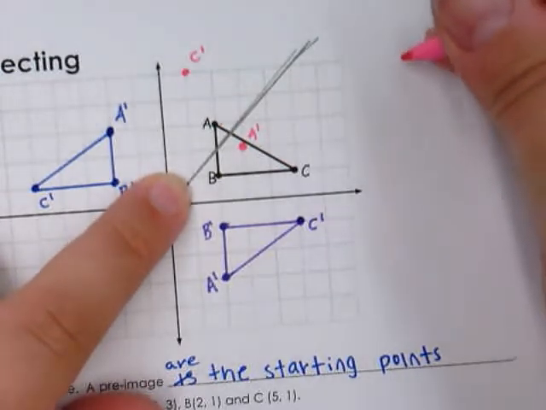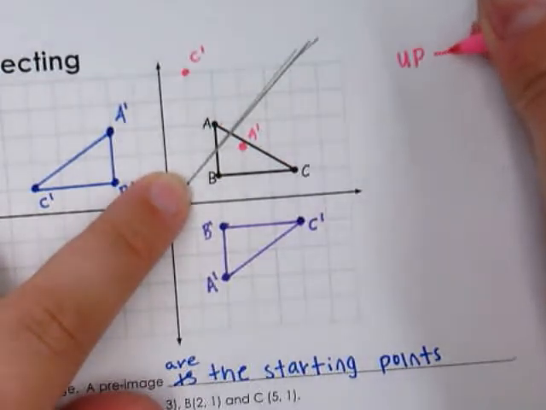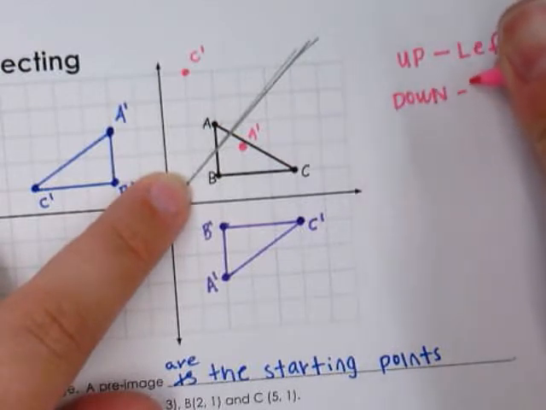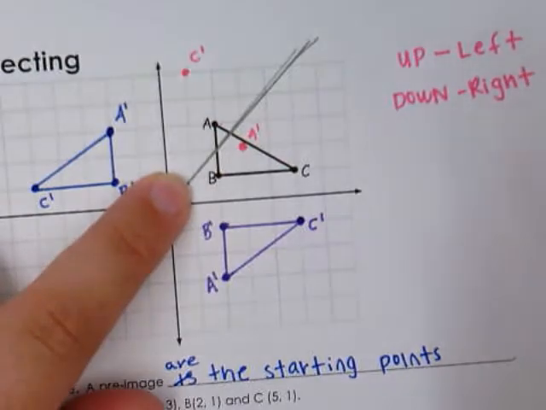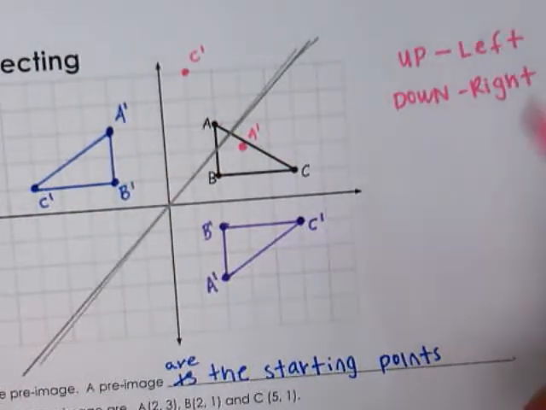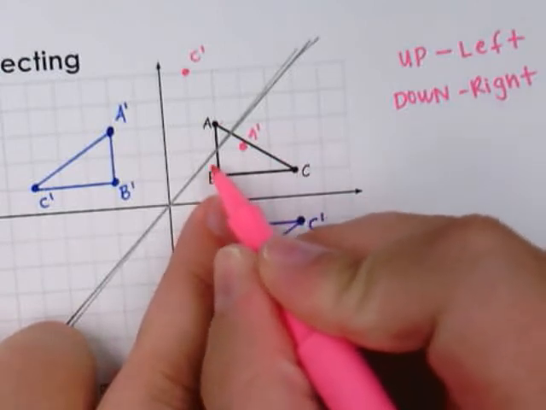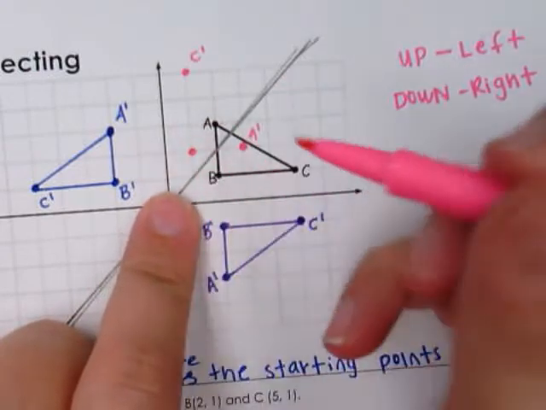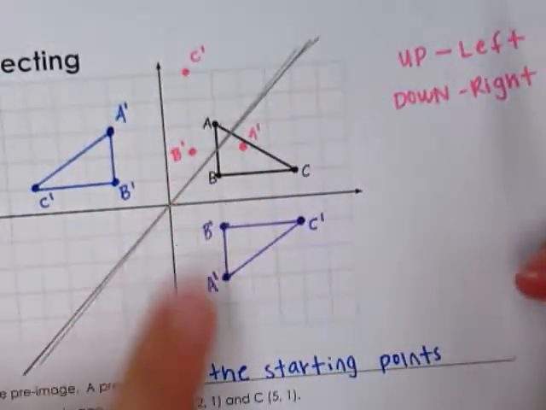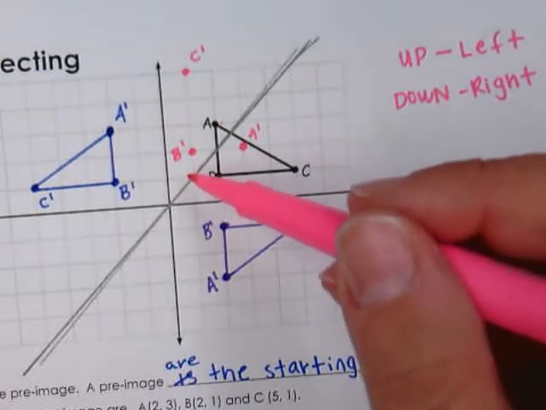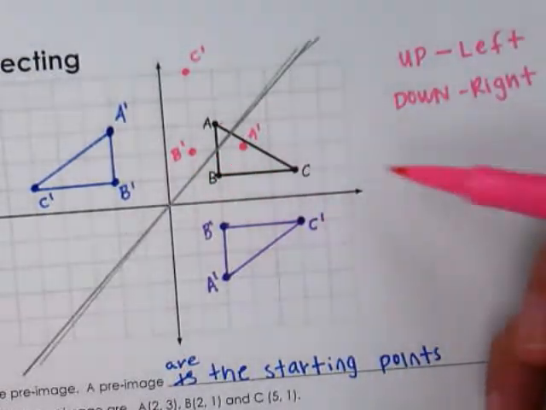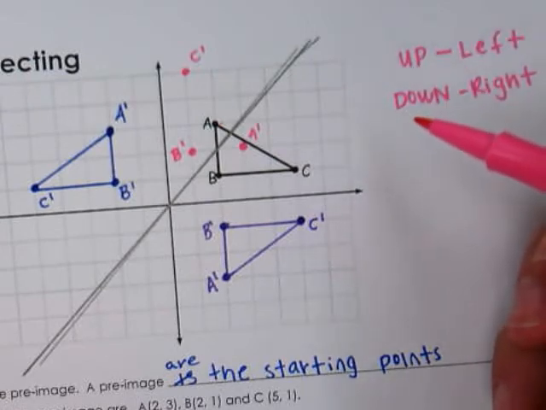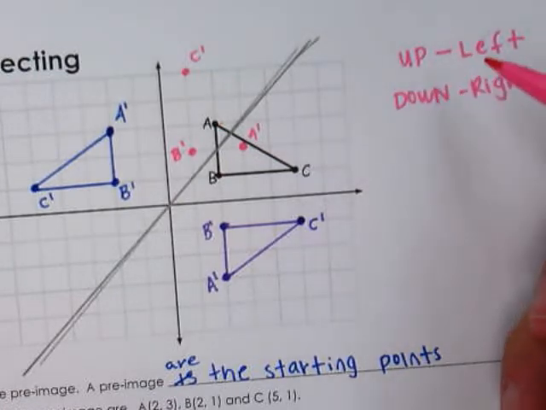So the opposites are up and left, down, and right. So whichever direction you move, you do the opposite. So for B, if I go up 1 to the line, I'm going to then go left 1 to find B prime. So you can move in any direction you want initially, as long as you're going towards the line, and just follow this rule for what you do then after. So if you move left, then go up. If you move right, then go down. If you move down, then go right, and then up, go left.